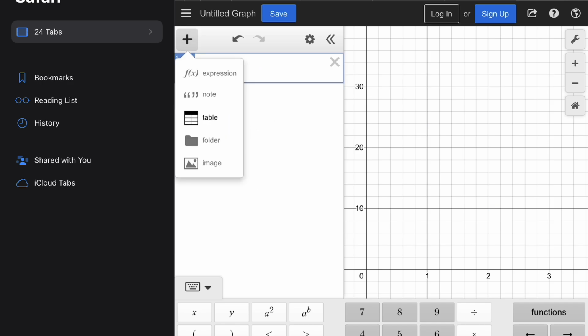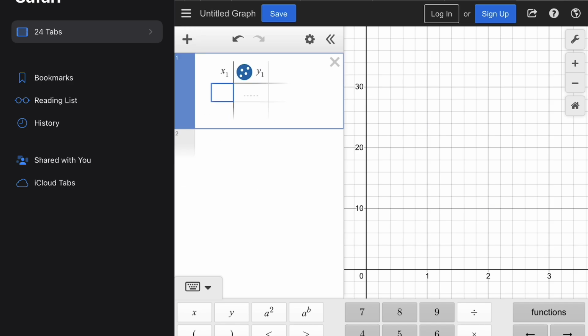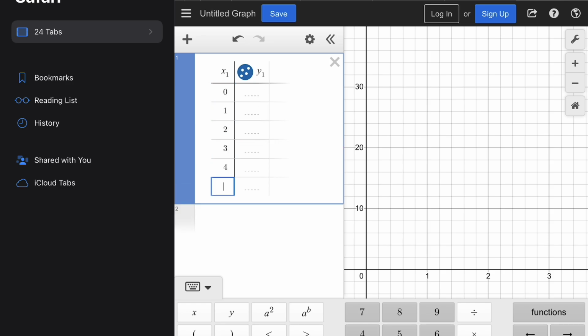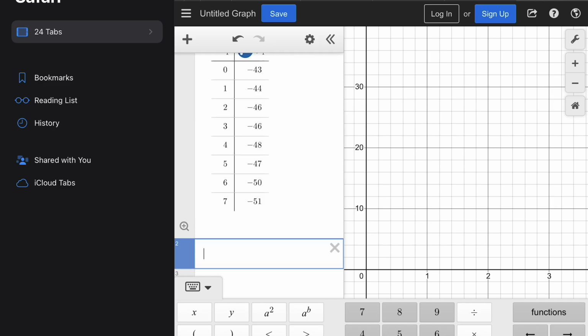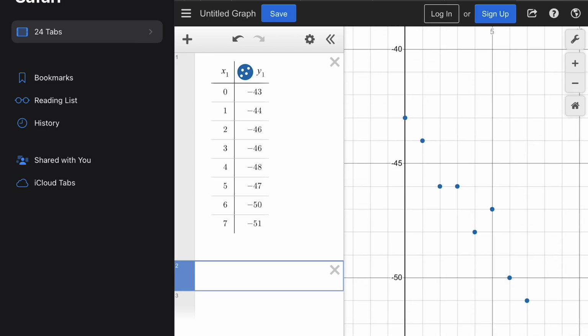This, I think, will be faster if I just do that. Okay, x1: 0, 1, 2, 5, 6, 7 and negative 43, negative 44, negative 46, negative 46, negative 48, negative 47, negative 50, and negative 51. Perfect. And let's just press our magnifying glass once again.